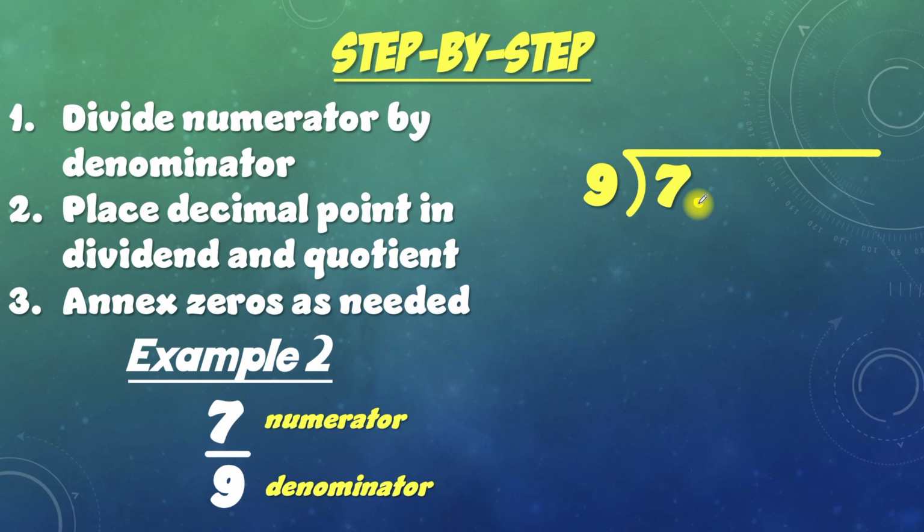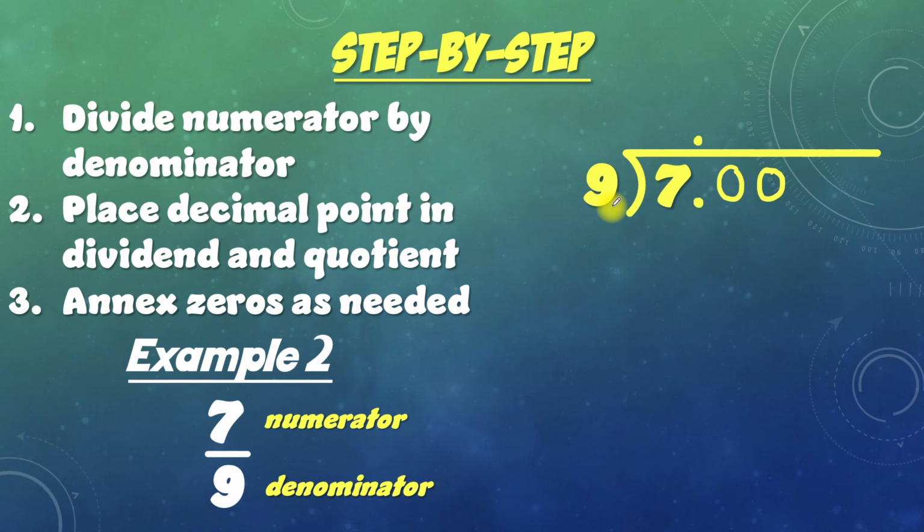And we also have to bring it right up into the quotient, directly above that first decimal point. So we'll place it right here. And then we're going to annex zeros as needed. Annexing zeros just means that we're going to put zeros to the right of the decimal point as placeholders. And make sure you leave a little bit of space in between so that your work is nice and neat. So we'll put a 0 here. And I like to start with at least 2 zeros, so I'll put another 0 right here.